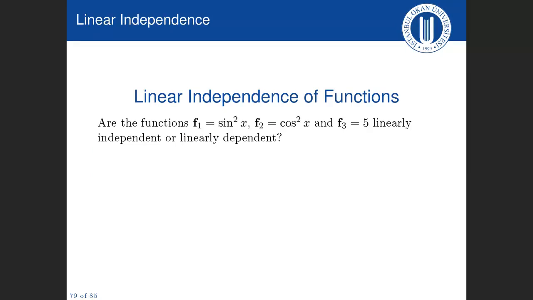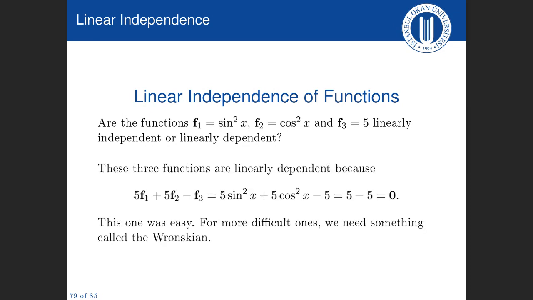And I'm going to finish by talking about linear independence of functions. Are the functions sine squared x, cos squared x, and 5 linearly independent or linearly dependent? Well, they are linearly dependent. Why? Because if I calculate 5f1 plus 5f2 minus f3, 5 sine squared plus 5 cos squared minus 5, of course that's just equal to 0, because as everybody remembers from high school, sine squared plus cos squared is equal to 1.